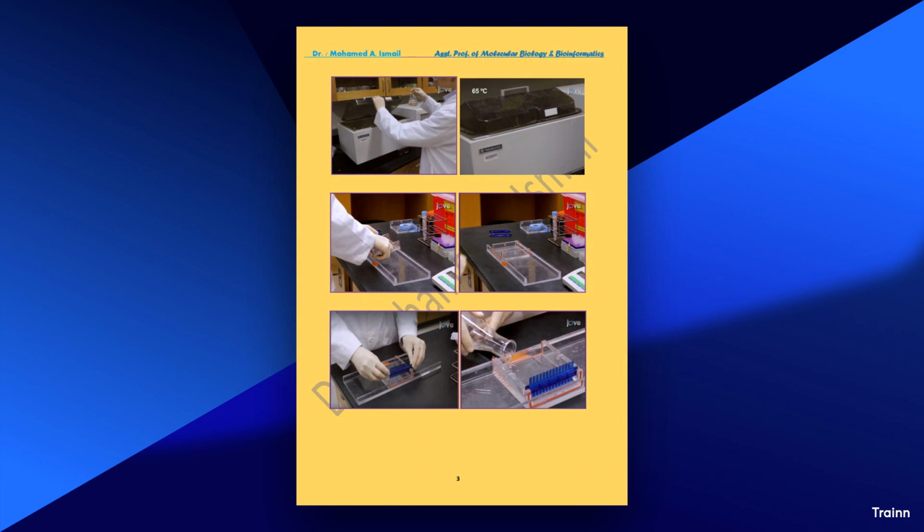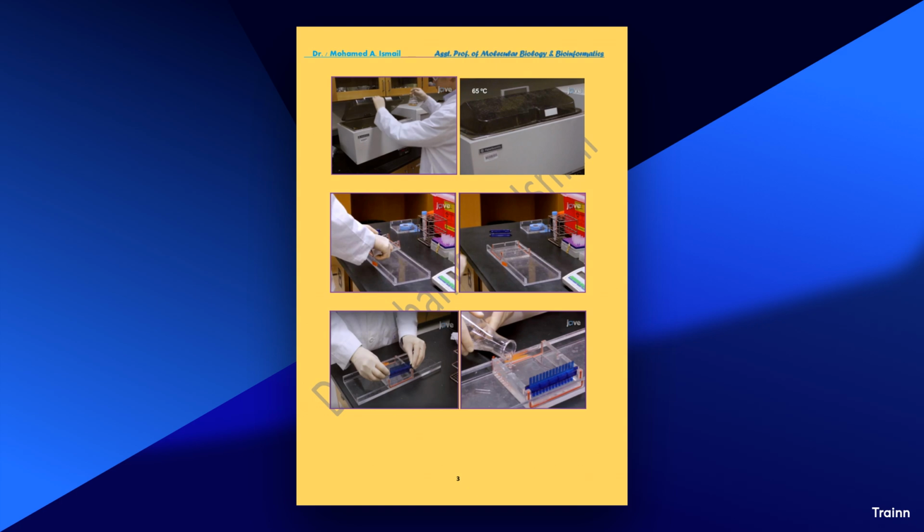3. Electrophoresis setup. Gel casting. After the agarose solution cools to about 50 degrees Celsius, it is poured into a casting tray with a comb inserted to create wells. Once solidified, the comb is removed, leaving wells for sample loading.